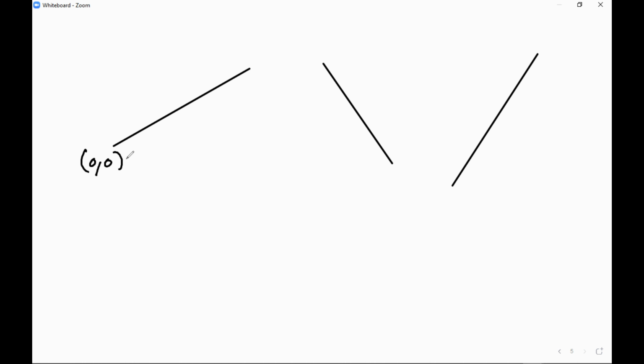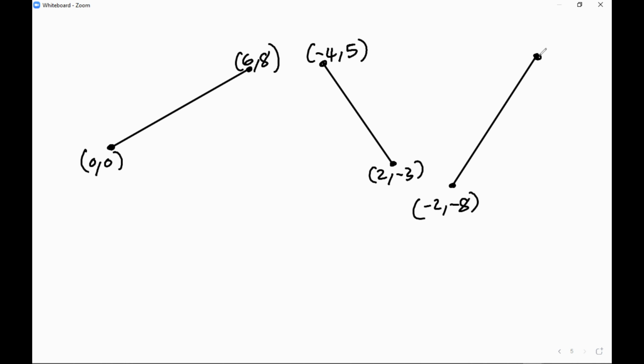Let's go to a few questions. Let's say I've got one negative, one positive, one slightly steep one. Let's say this coordinate is 0, 0, and this coordinate is 6 and 8. This one here is negative 4 and 5. And this one is 2 and negative 3. And then negative 2, negative 8. And let's say this at the top here is 7 and 5.